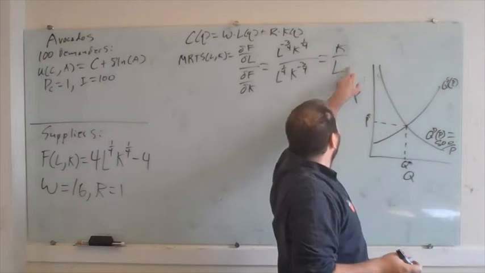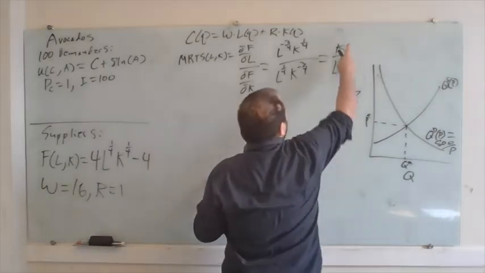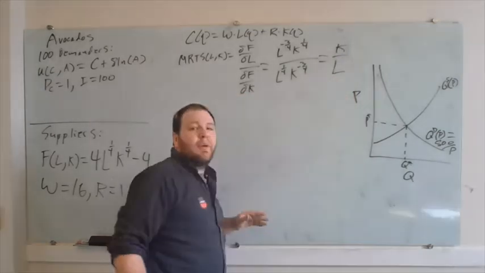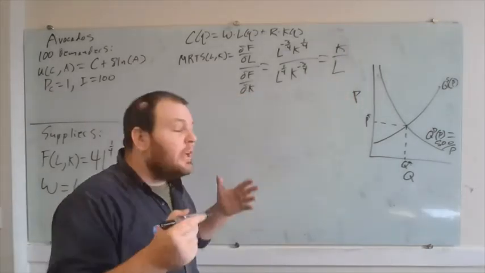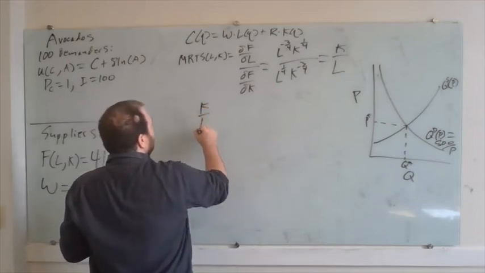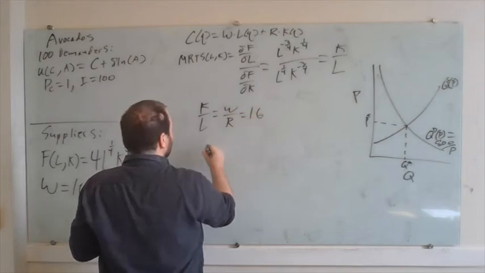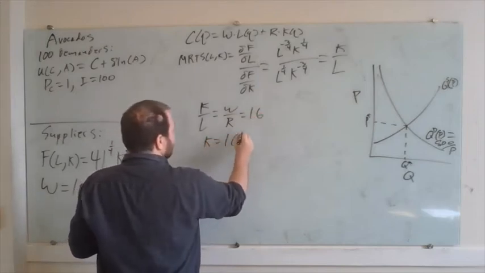Well, we know we don't have corner solutions, right? Because if K was 0, we'd have an MRTS of 0. If L was 0, we'd have an MRTS of infinity. So we can go ahead and set MRTS equal to W over R, I'm sorry, W over R, which is going to equal 16. So we can say K is going to equal 16L.